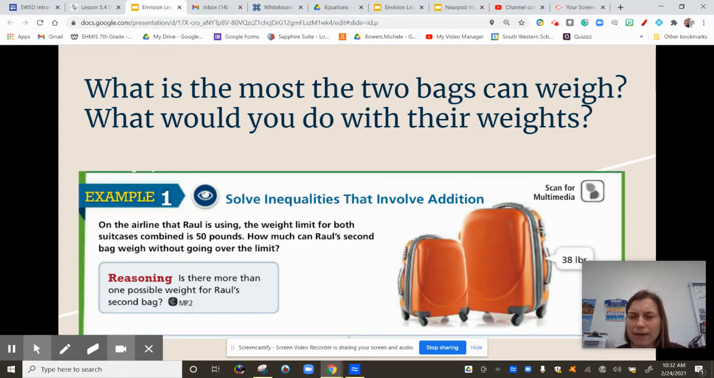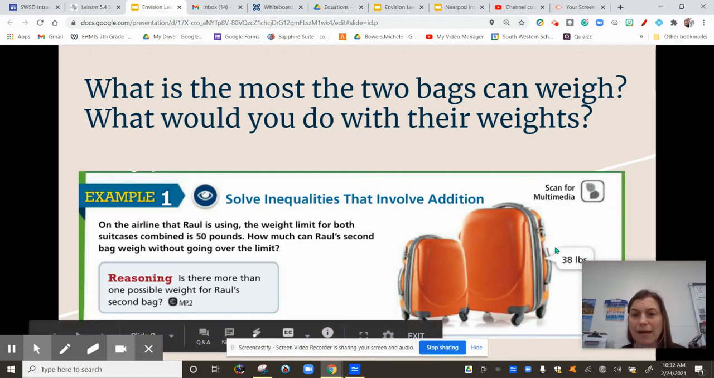So what am I trying to find here? That's always my first question. What do they want to know? So I want to know, how much can the second bag weigh? Well, in the picture, it's showing me that the first bag, this larger bag, weighs 38 pounds. So I want to figure out, well, what can the second bag weigh?